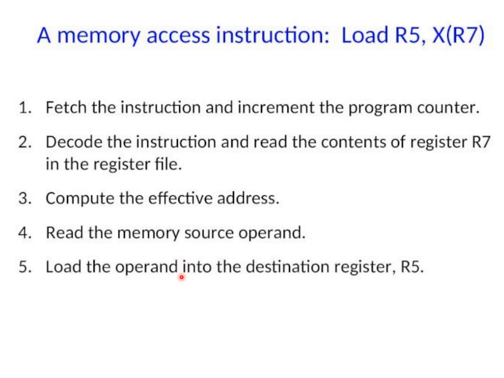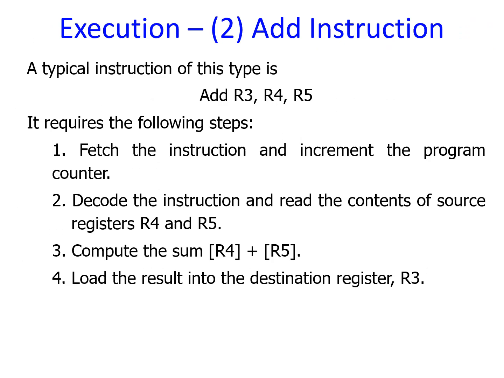If we divide it into 5 stages: first, instruction fetch and increment the program counter. Second step is to decode the instruction and read the contents of the source register R7. Then compute the effective address, that is adding x plus R7. Then read the memory source operand. Then load the operand into the destination register R5. So we have divided it into 5 steps.